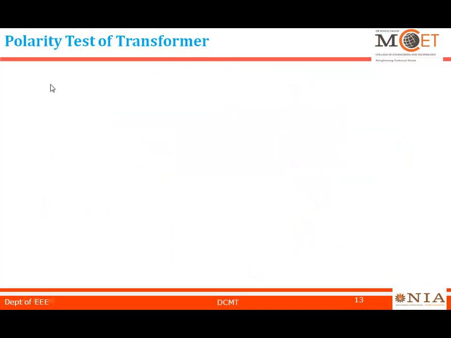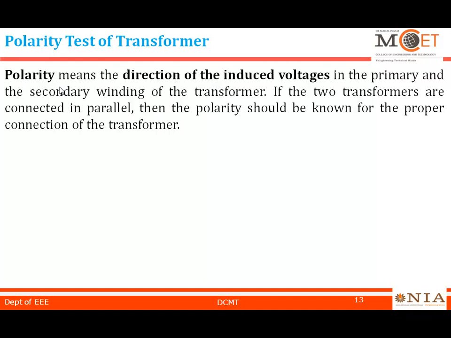Now we are going to discuss the polarity test of transformers. Polarity means the direction of the induced voltage in the primary and the secondary winding of the transformer. When two transformers are connected in parallel, the polarity should be known for the proper connection of the transformers. The polarity test is very important to find whether the voltage is added or subtracted.